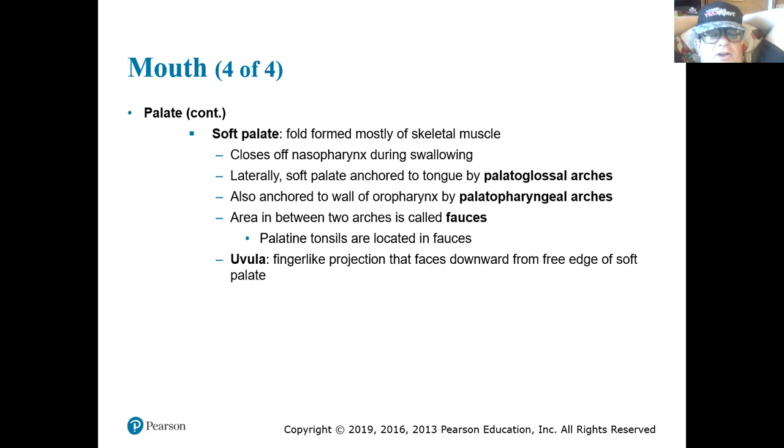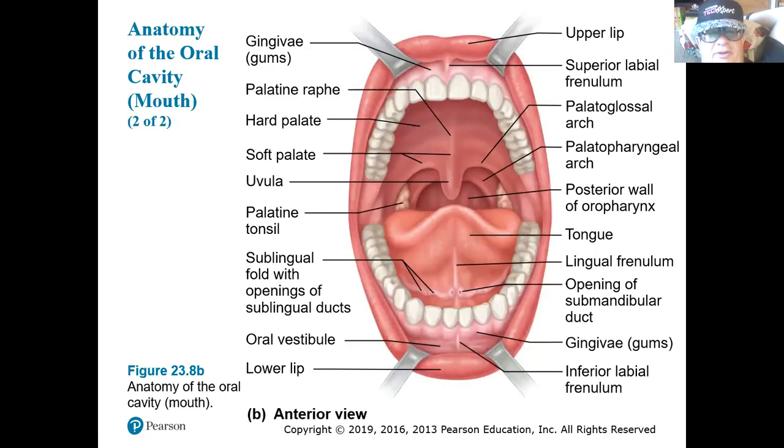Your uvula is the thing in the middle of the soft palate that hangs down, forms a free edge of the soft palate. Great. Yeah, we talked about that. So there you have your uvula. There you can see the palatoglossal arch. You can see the palatine tonsils, obviously, and up above are the adenoids in the nasopharynx.